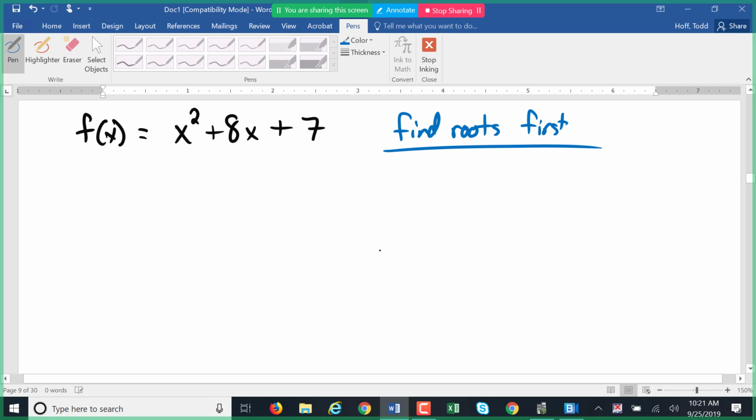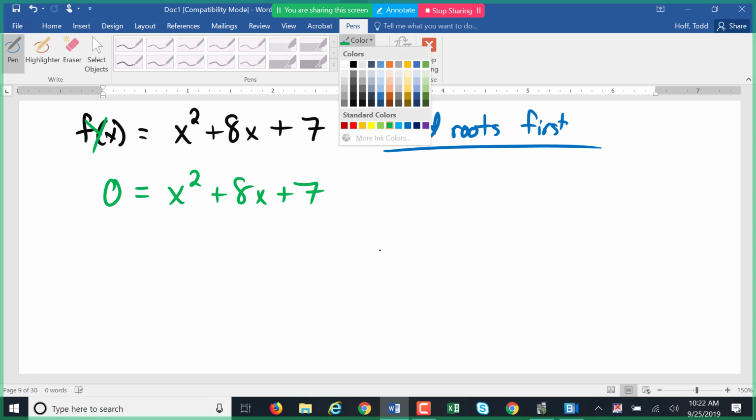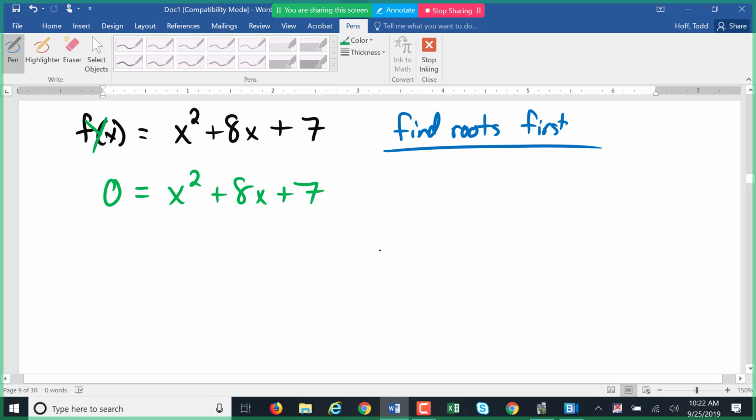It's easier to find the roots from this form than it is from the graphing form. Remember, to find the roots, I let y equal 0. Remember, f of x is the y, so I'll put 0 there. x squared plus 8x plus 7. And then I could either use the quadratic formula or I could use factoring. This one actually factors fairly cleanly.